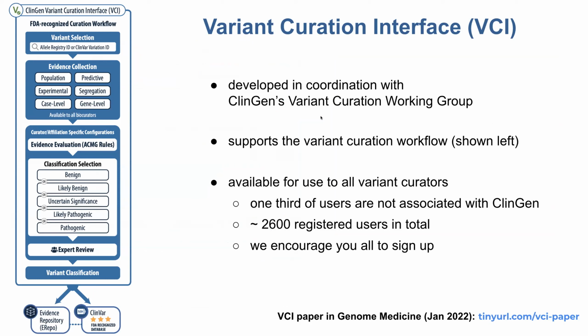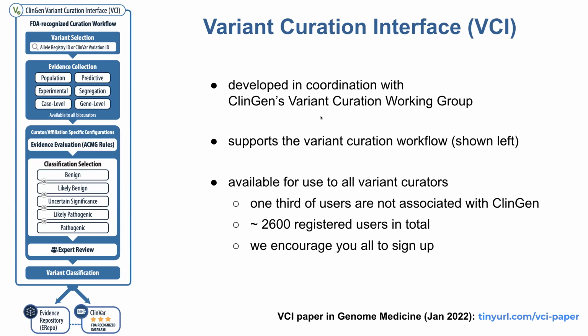The curator needs to unambiguously identify the variant they're working on. That leads into what Kevin was just talking about. The next step is evidence collection. The VCI needs to bring in, both automatically and by manual input, the available evidence about that variant. And this pool of evidence is then available for all biocurators within the VCI to see and use.